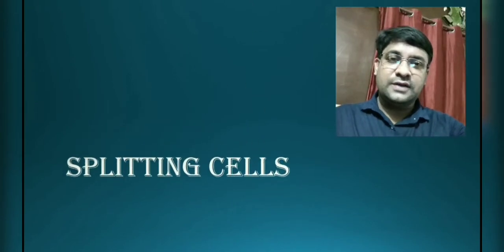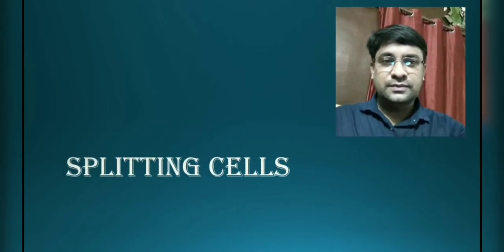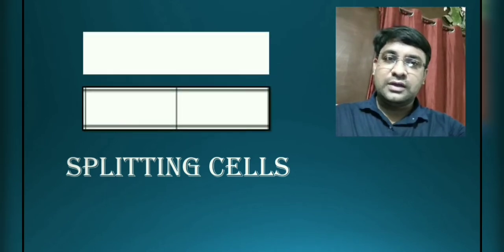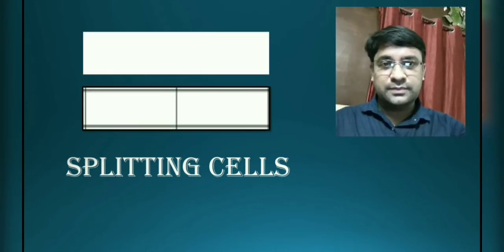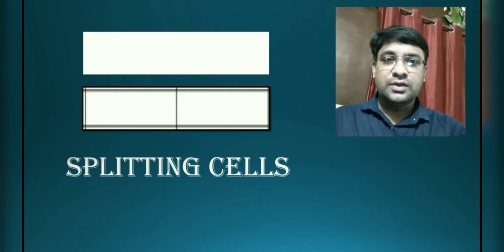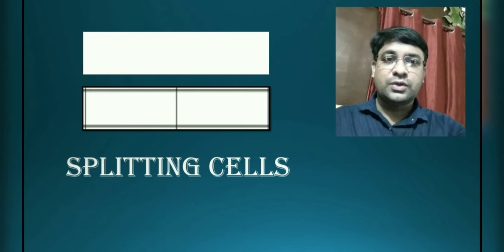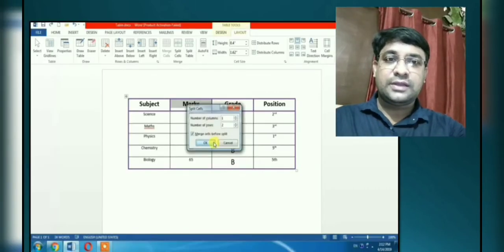Splitting cell is the opposite of merging cell. Splitting refers to dividing a single cell into multiple cells. So you can see that in the diagram. So dividing a single cell into multiple cells is called splitting. To split a cell in the table, you can follow the given steps.